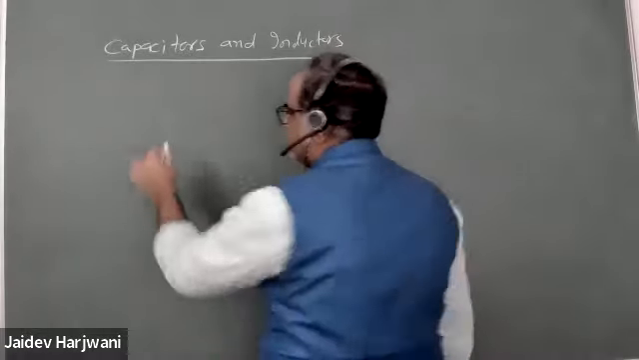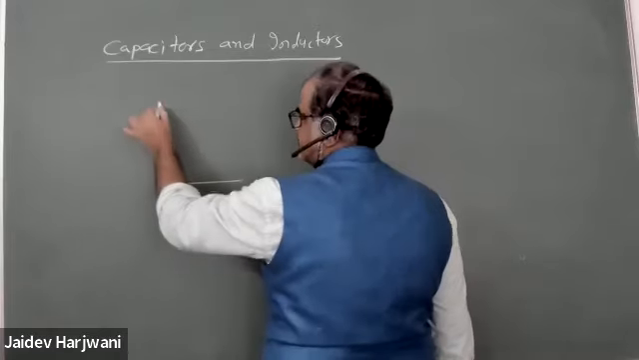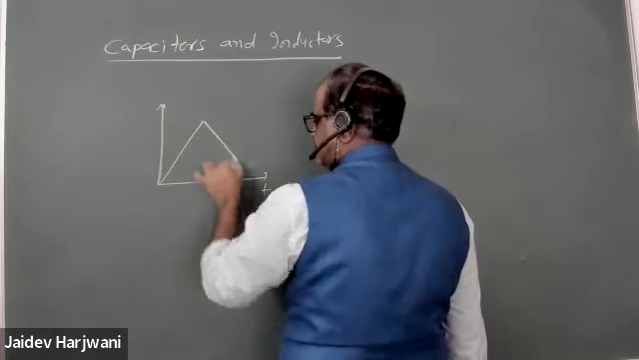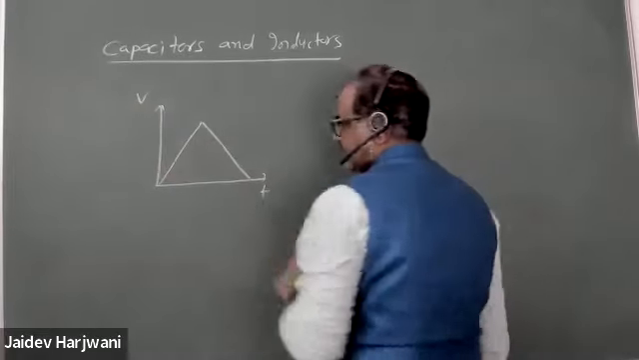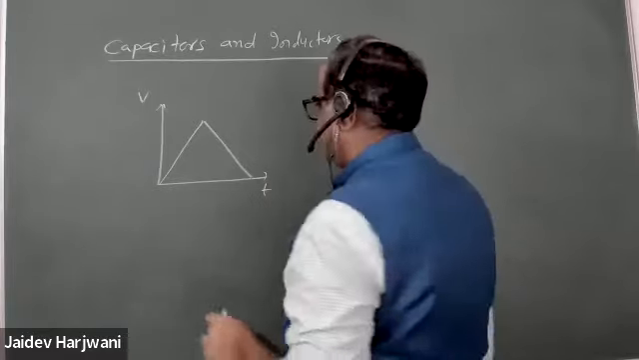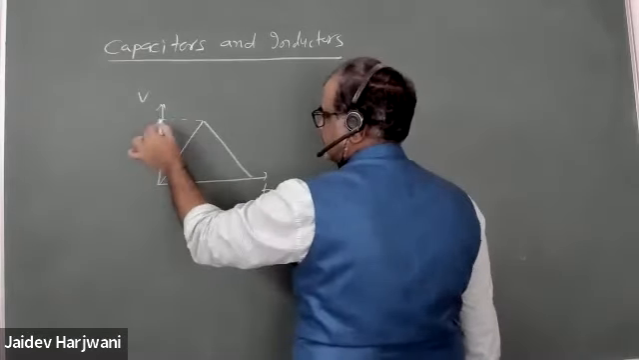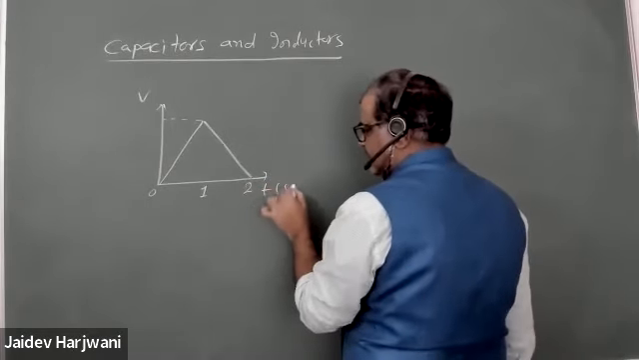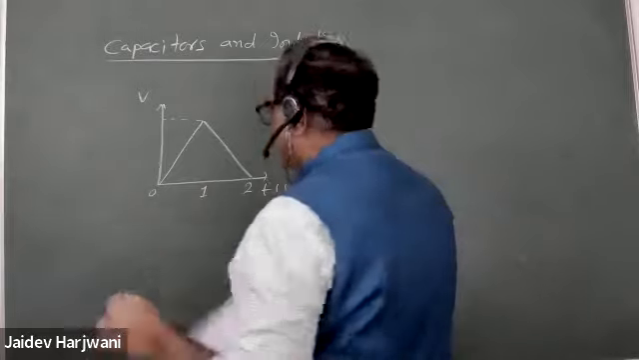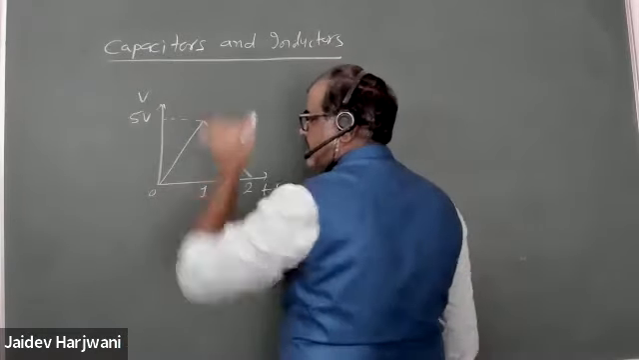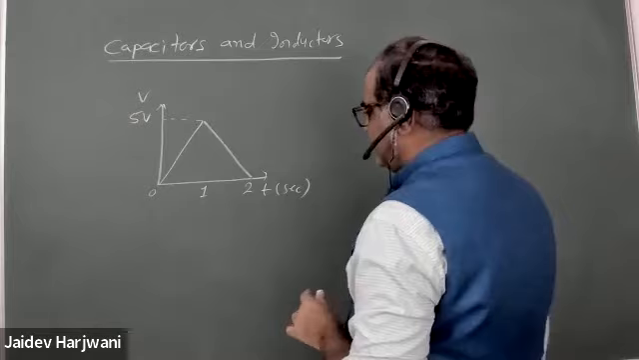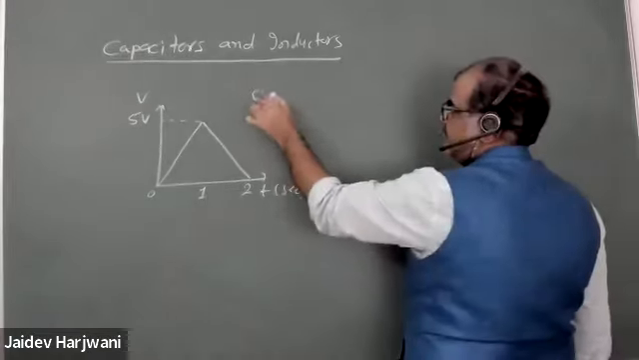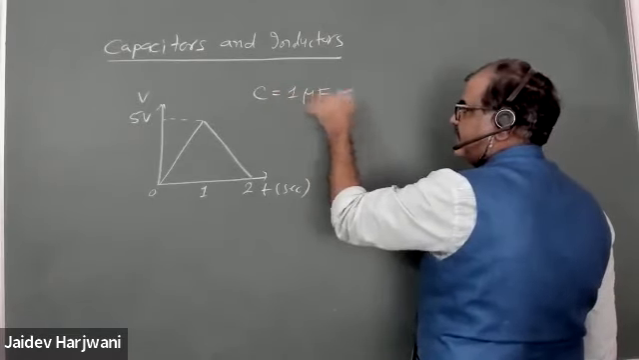Okay, so I have been given a V versus T profile. So I am applying a ramp of voltage across a capacitor. Say this is time zero, this is time 1 second, this is time 2 second, time is in seconds, and this is my 5 volts. This voltage I'm applying across the capacitor whose value is given as 1 microfarad. So I've been given C, a capacitor of 1 microfarad.